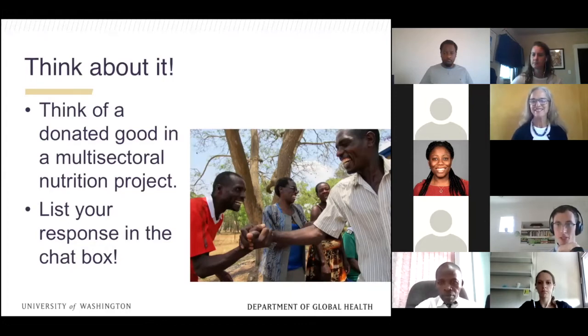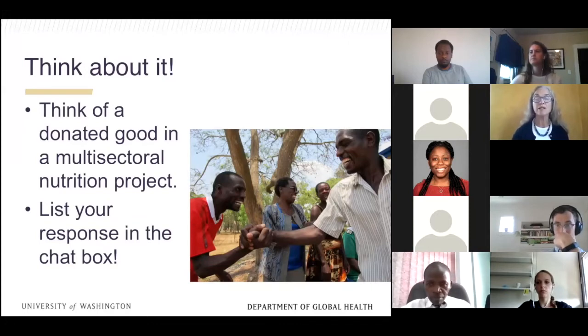Donated equipment for seed production, equipment supplies, micronutrient supplements, the land, and community labor. Awesome. Those are great examples of goods that are donated both by donors in some cases and then by the community and the households themselves.